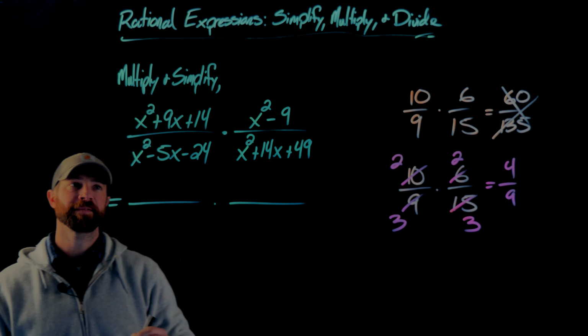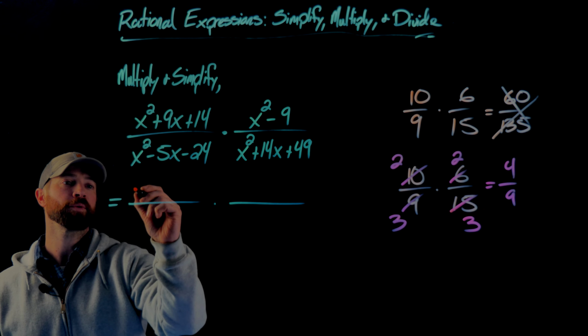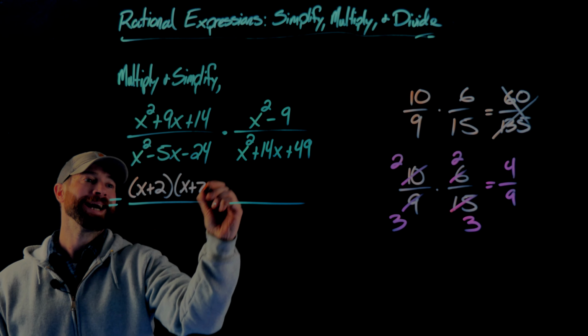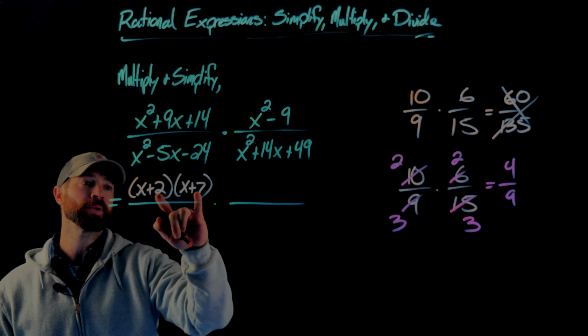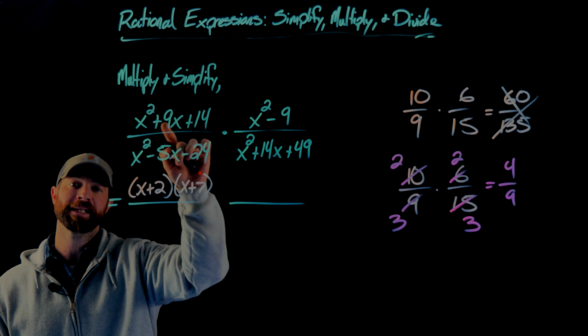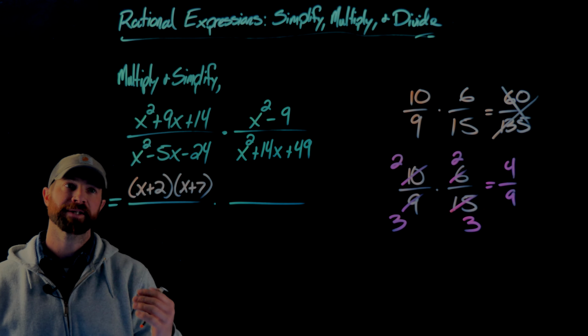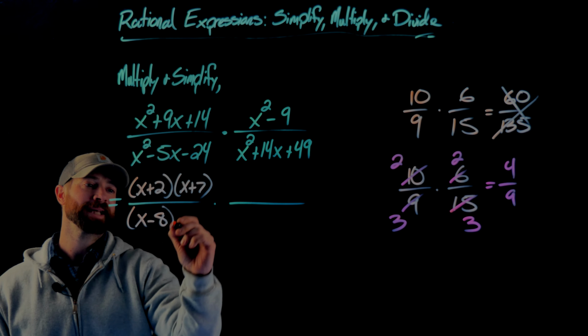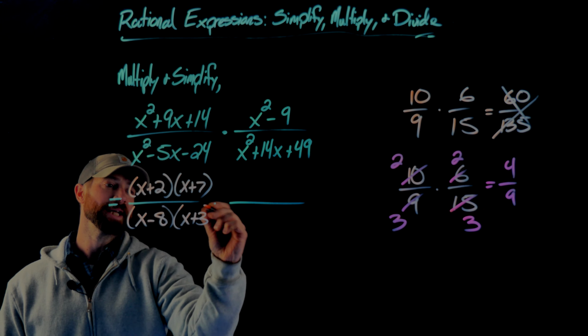If we factor each of these, this first expression right here will factor into x plus 2 times x plus 7. Again, the hint is that's because 2 and 7 are the numbers that multiply to be 14 and add to be 9. The same thing is going on in the denominator. In this case, it's going to factor into x minus 8 and x plus 3.